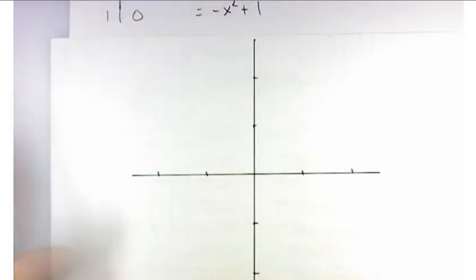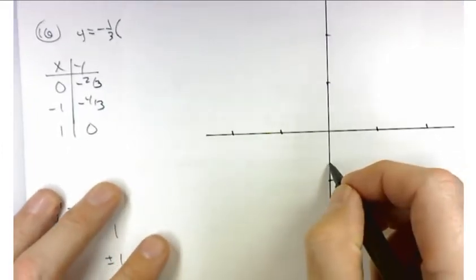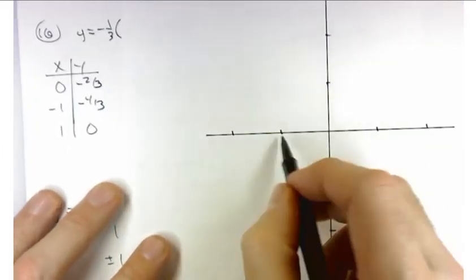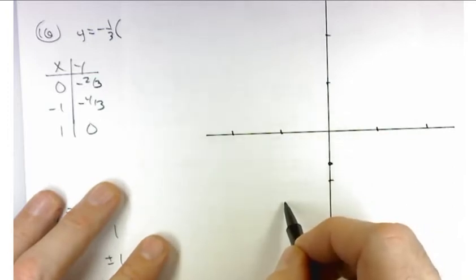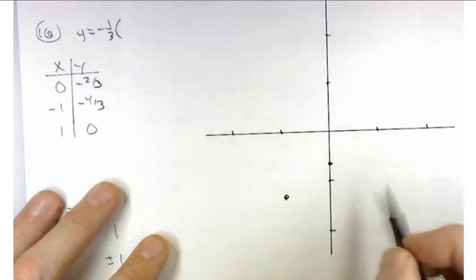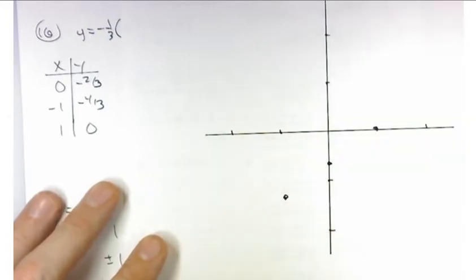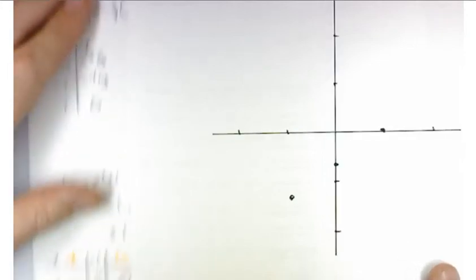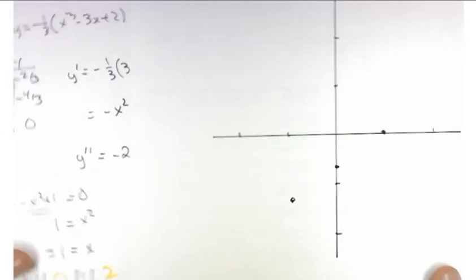Let's start by plotting the points that we know exist on our graph. We've got one at 0 and negative 2/3, so that's about here. At negative 1, we have negative 4/3. That's about down here. And then at 1, we have 0. What else do we know?